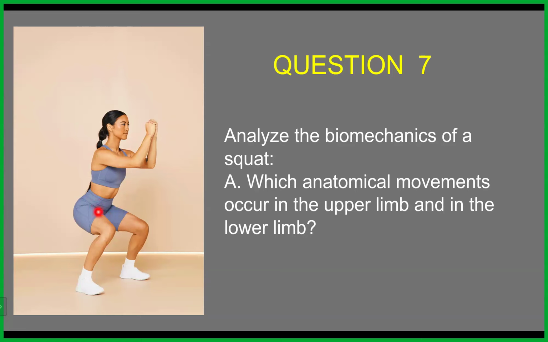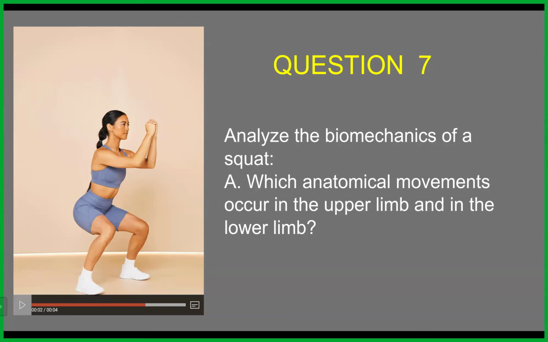Then we come to the lower limb. So in the descending position, you can see that the angle between the trunk and the thigh is reducing. So there is flexion at the hip joint. And you can also see that the angle between the thigh and the leg is reducing. So there's also flexion at the knee joint. So there's flexion at the hip joint and flexion at the knee joint in descent.